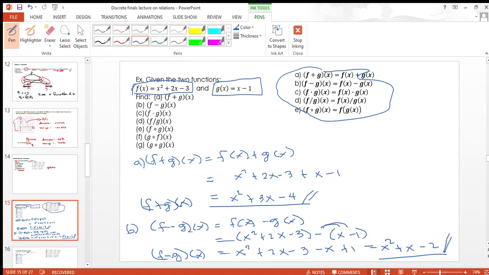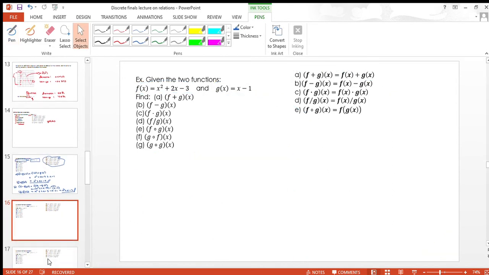Next, letter C. I have copied all the problems here. So letter C, we are now after f times g of x. So just go over your formula. This is just the same as f of x times g of x. Substitute values. Your f of x is x squared plus 2x minus 3, while your g of x is x minus 1.